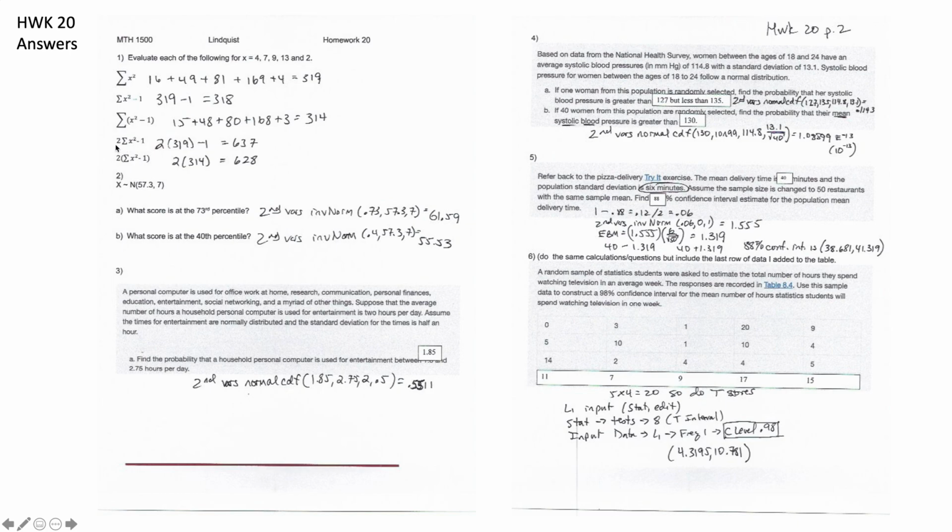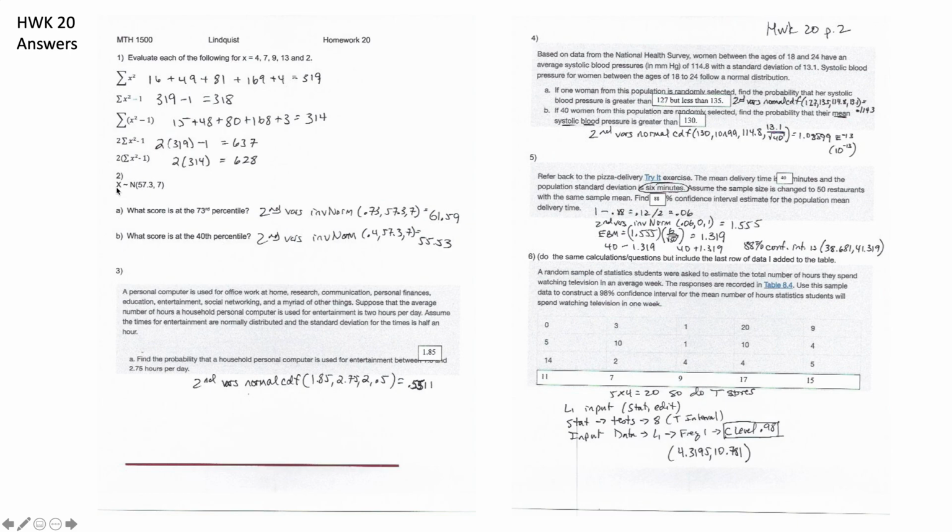Now, the next one says 2 times the sum of the x squareds minus 1. So the sum of the x squareds was 319. I multiply that by 2 to get 638, and then I subtract 1 to get 637. 2 times, now in parentheses, x squared minus 1. That's this third one up here, the middle one. That was 314, so 2 times 314 is 628.